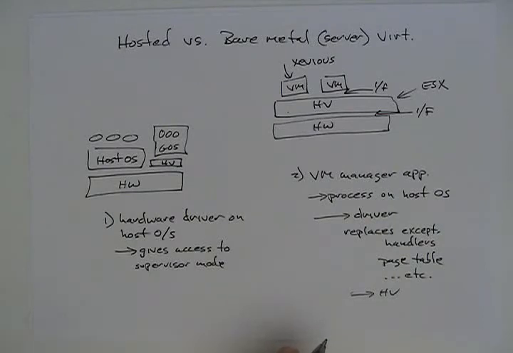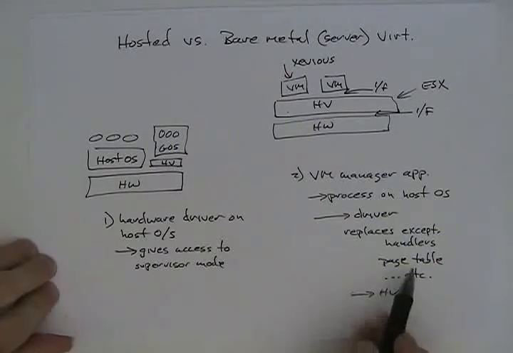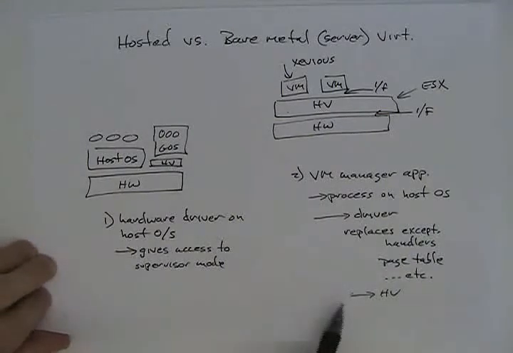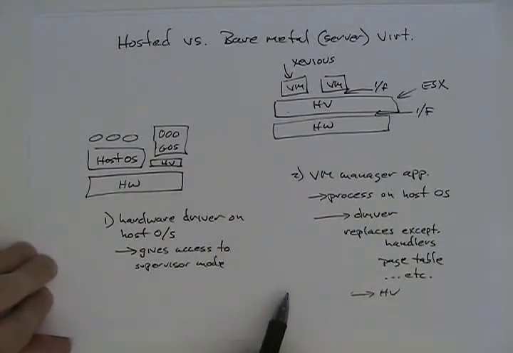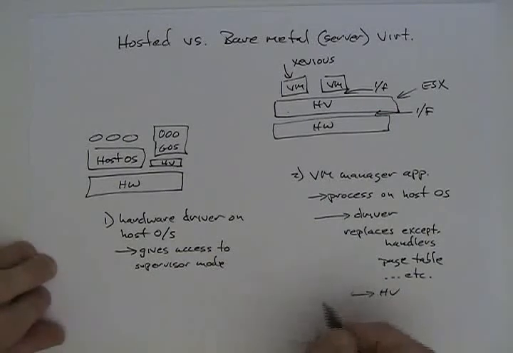Now, when an exception comes in, that exception is going to be for the host. Many times it's going to be for the host OS, whether it's for a network packet coming in, an interrupt or something like that.